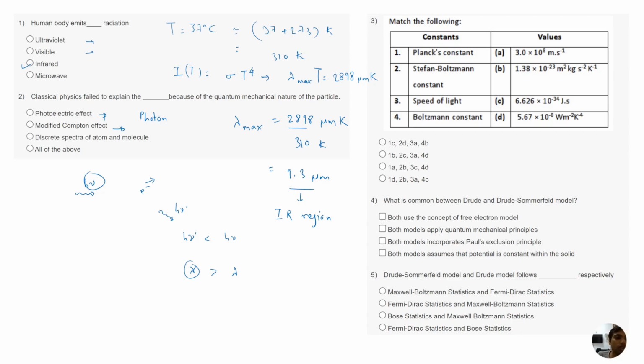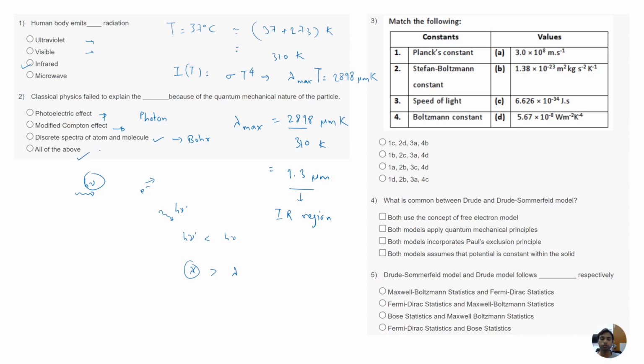So that is your modified quantum effect, and it can be explained only by the quantum mechanical picture of the photon. And the discrete spectra of atoms and molecules, for this also Niels Bohr got the Nobel Prize, to explain this by using the quantum picture of the light. So it is all of the above. This is the correct answer.